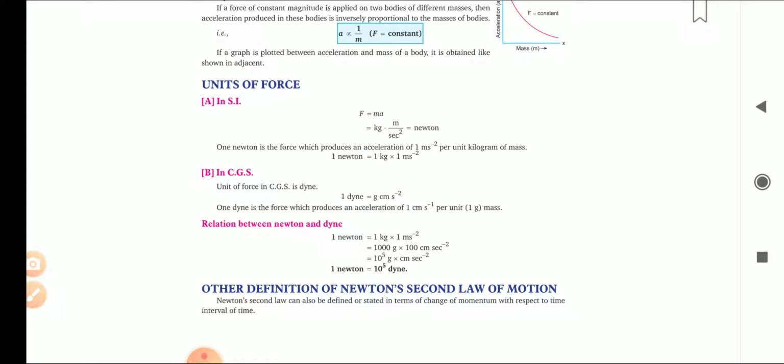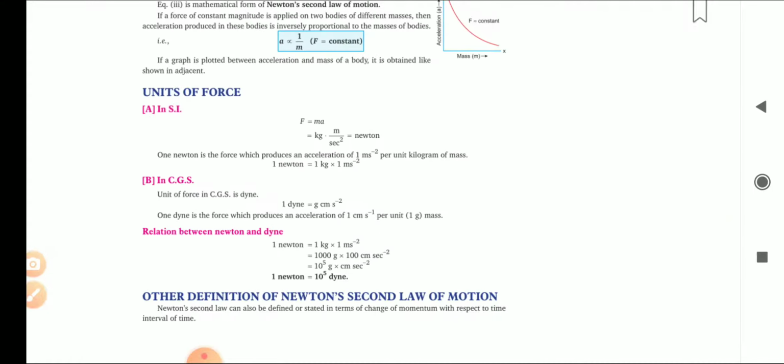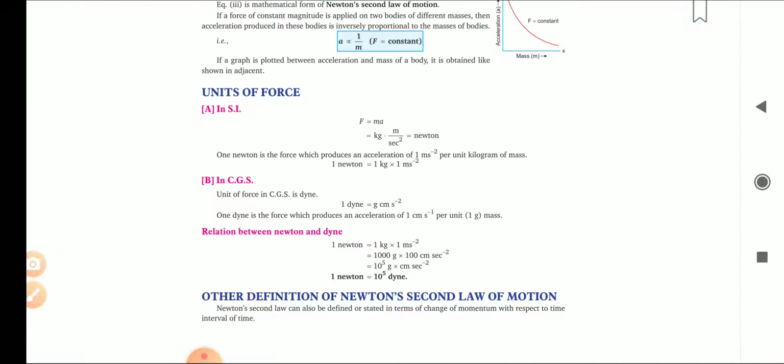So the relationship between Newton and dyne: just substitute all the values. 1 Newton equals 1 kilogram into 1 meter per second square.